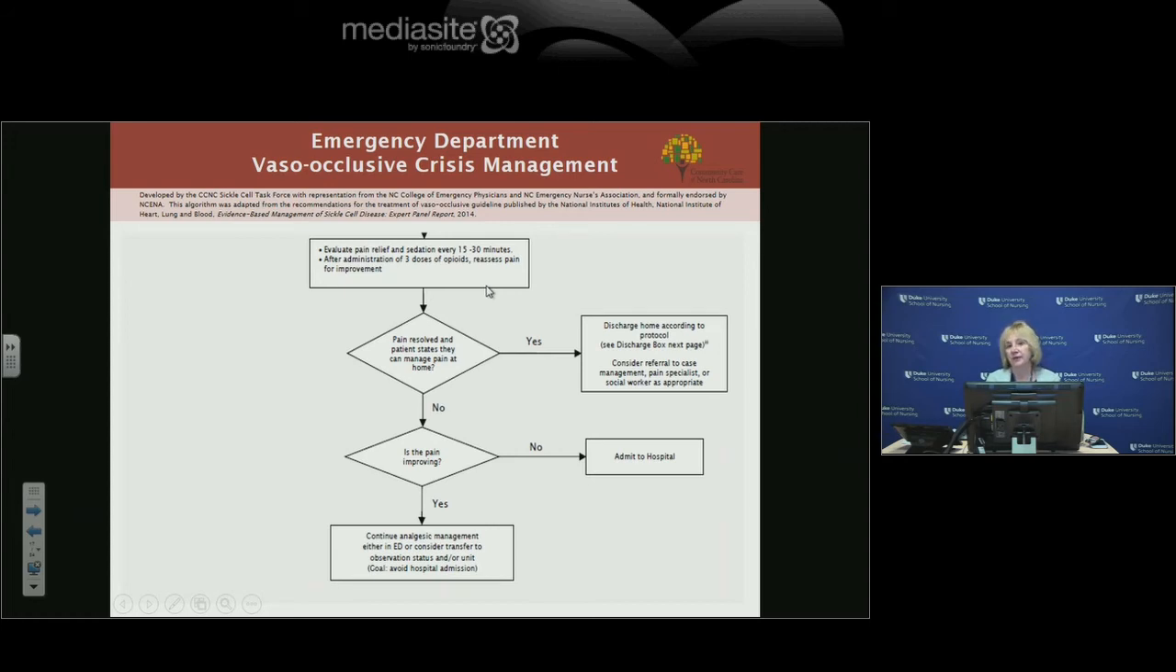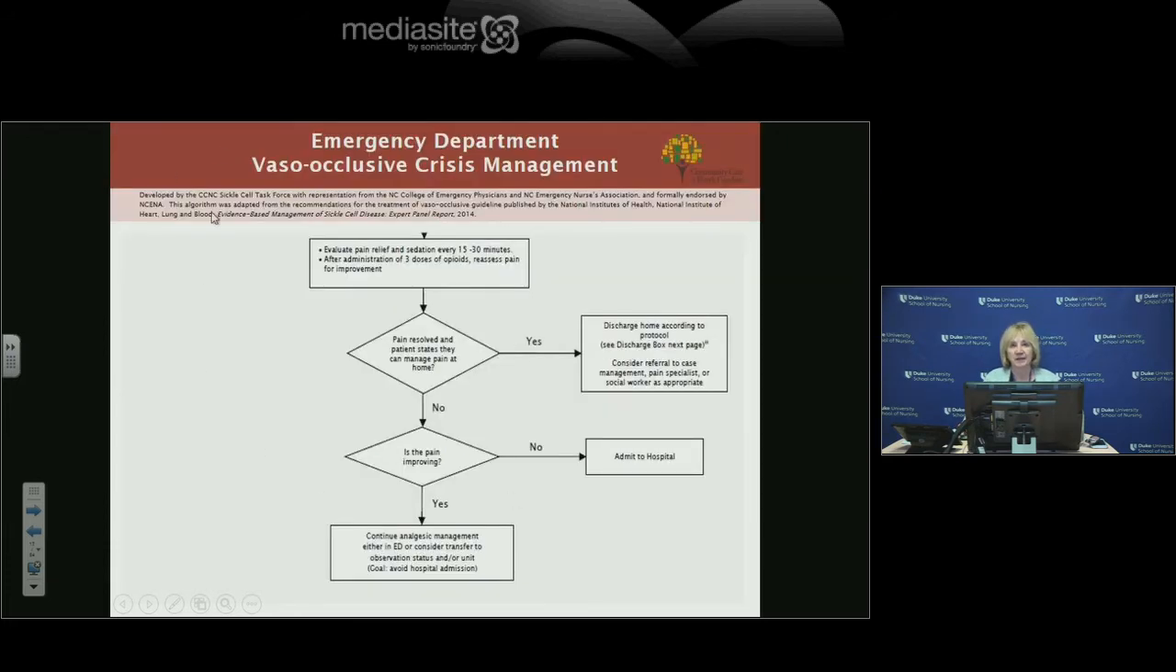If their pain is not improving, then at that time you may decide to admit to the hospital. If it is improving, then you want to continue to treat their pain aggressively, or transfer to observation and still continue to treat their pain aggressively, even in an observation unit or observation status.